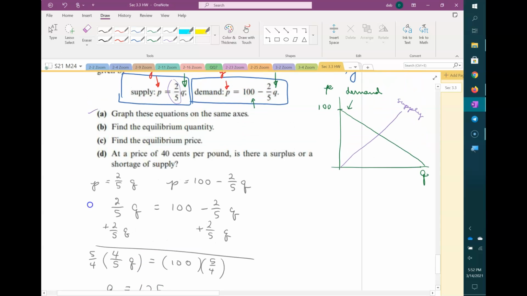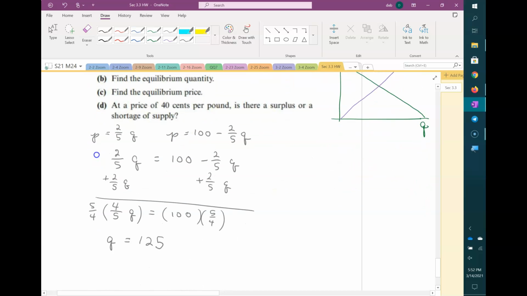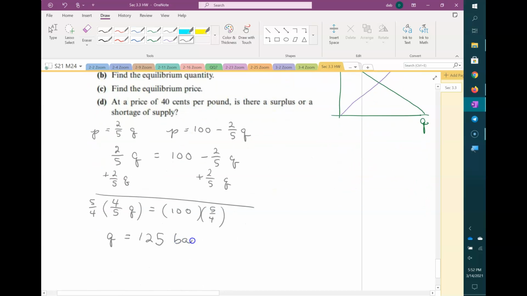125. And we need to look at what we're talking about. Oh, bananas. So it's 125 bananas. Never is Q just going to be a number. It's going to be a number of things. Okay, so that's our equilibrium quantity. Let me label this work here.